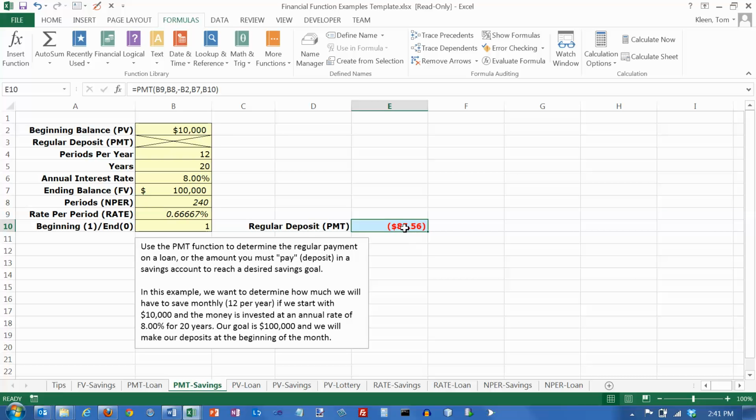And this function is exactly the same as computing the payment on a loan. The difference is that with a loan, the beginning balance is positive and the ending balance is usually zero, whereas here the beginning balance may be zero or whatever you have already saved, and the ending balance is going to be some greater value. And again, since payments are always negative, we're going to get a negative number there as indicated by the red and the parentheses, and if we just put a minus sign out in front of it, it'll display that as a positive number.